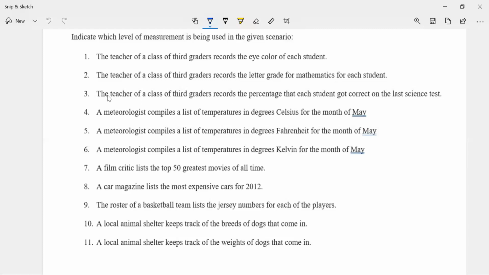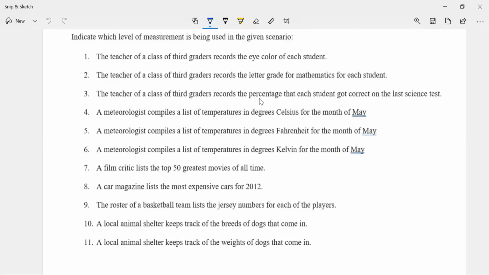Let's take a look at number 3. The teacher of a class of third graders records the percentage that each student got correct on the last science test. Okay, so I'm looking at percentage. Think about it. Is there a lowest value that they can get? And if there is, that's ratio. What's the lowest score that you can get? Well, obviously 0, right? There's no negative answer.